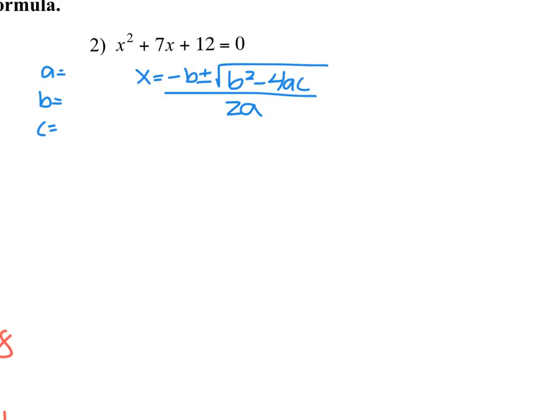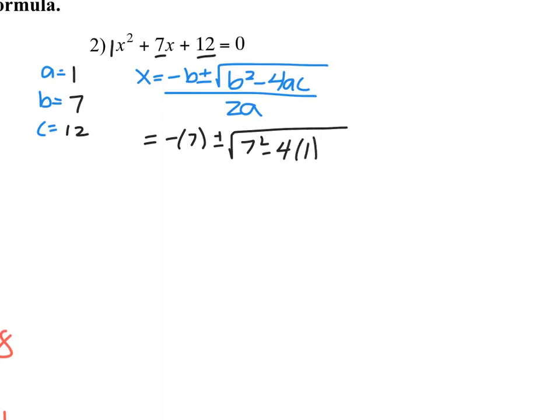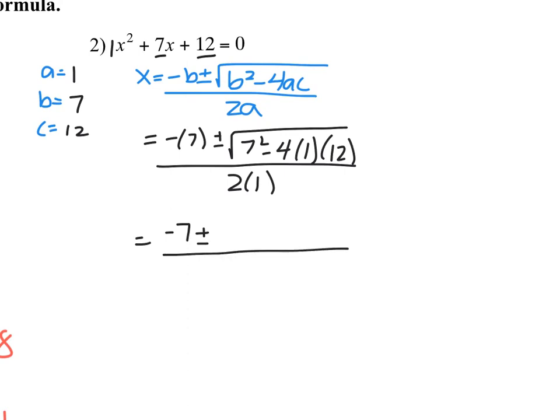So A, again, first guy, 1. B is the second guy. C is 12. So I get negative 7, 7 squared, 1, 12. And then 2 times 1 again. The 2 easy ones are negative 7, and the bottom becomes 2.